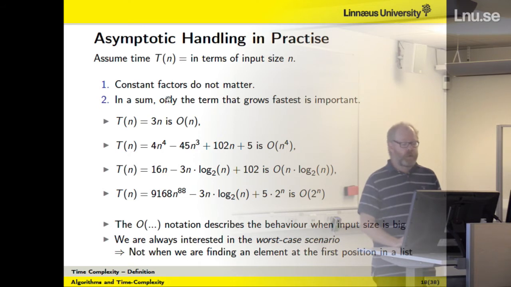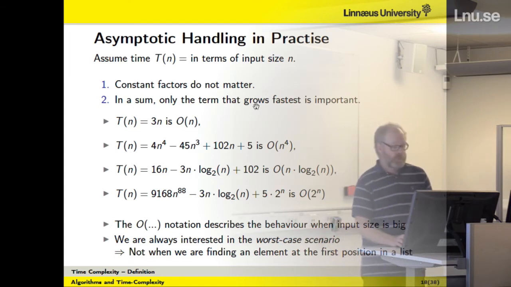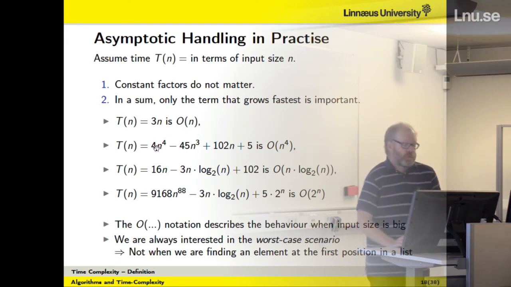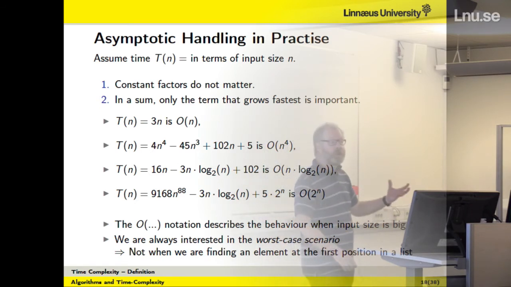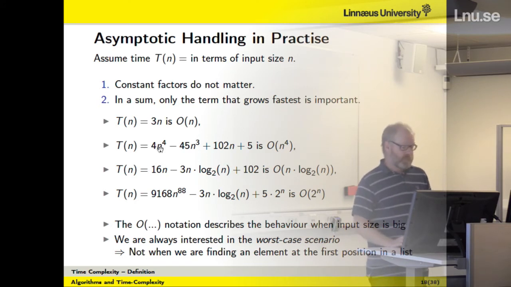Also, in a sum, or if you have many different expressions, we are only interested in the one that grows fastest. So in this case, for large n, this one will be the dominating one. For large n, n raised to the power of 4 will be larger than n raised to the power of 3 and all these ones. So if this was the exact measurement of time based on some size, we would say that this one runs in order n raised to the power of 4. So you must use your knowledge in mathematics to recognize which of the different parts will be the contributing one when n goes to infinity. In this case, it will be this one that dominates.